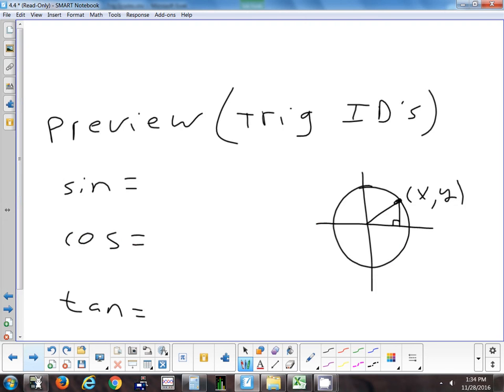To show you a very, very simple identity, I'm going to go back to something we learned on the unit circle. When we did unit circle, we had to find a coordinate, and we said that sine was equal to one of those letters, cosine was equal to the other letter, and then tangent was a fraction. Does anybody remember what letter sine was equal to out of those two?